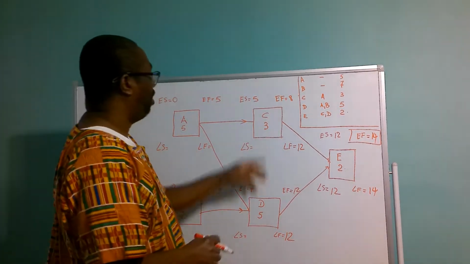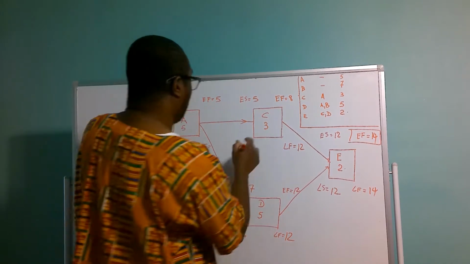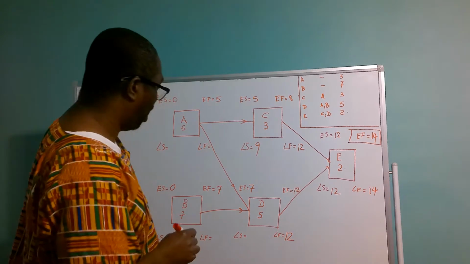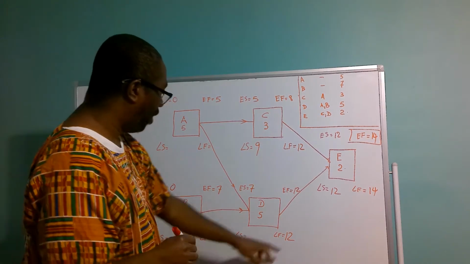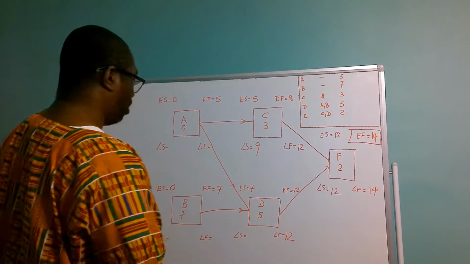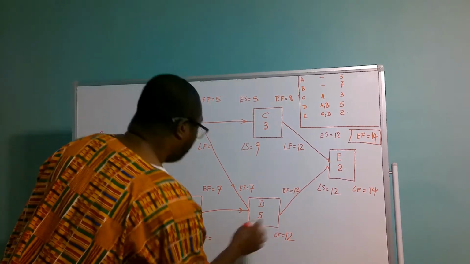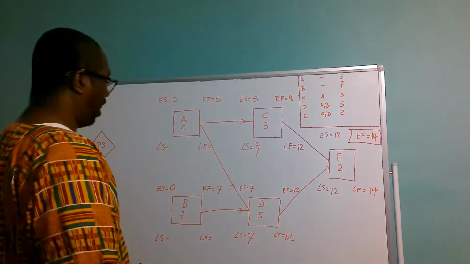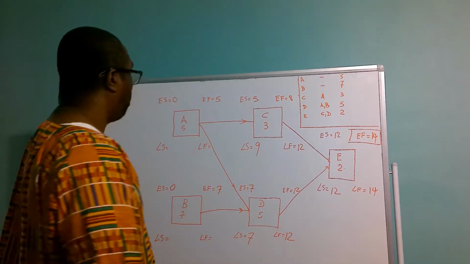So we're going to have 3 from 12, which is 9, so the late start of activity C is going to be 9. And we have 7 from 12, 5 from 12 is going to be 7. So the late start of D is going to be 7, right?